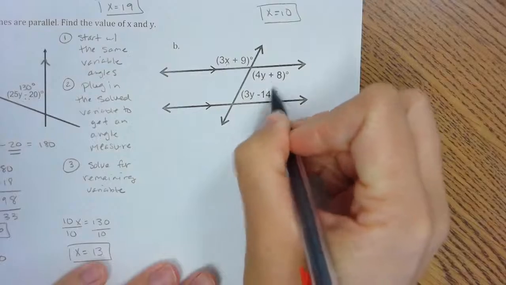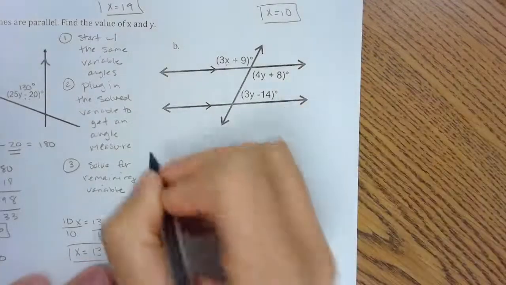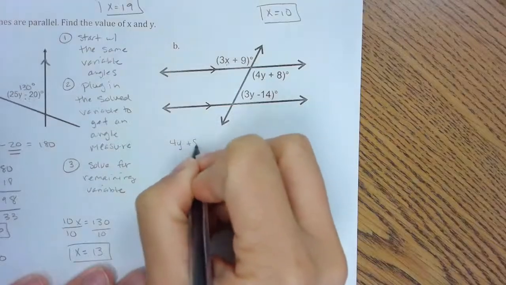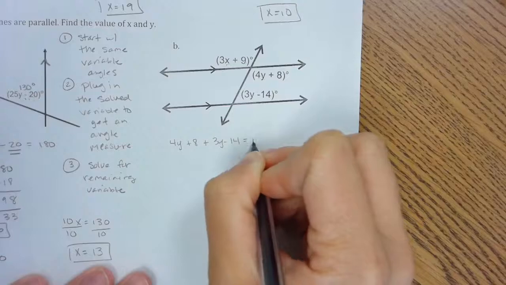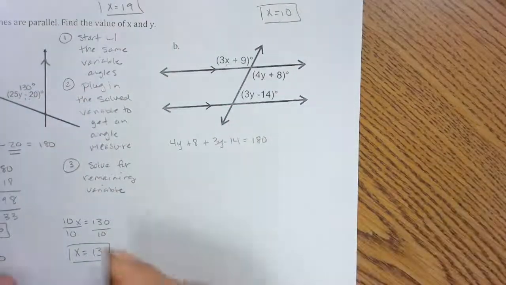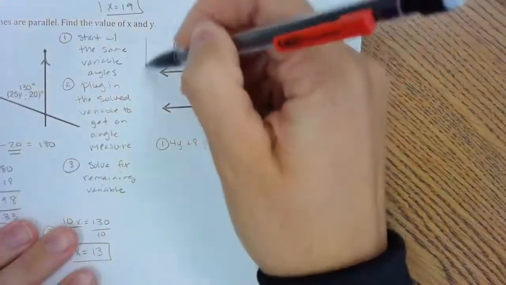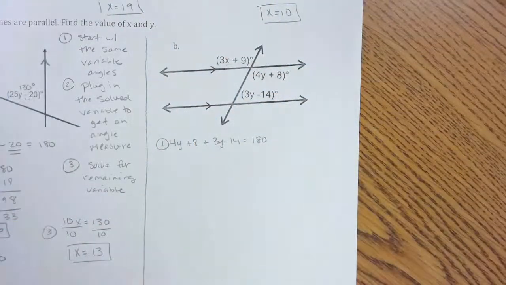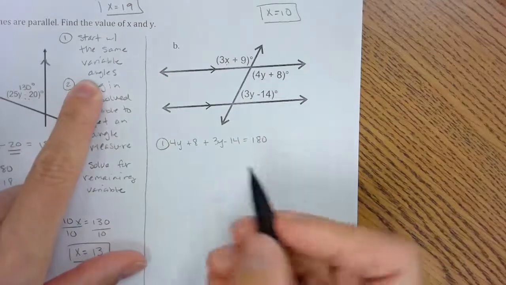Since these two here are same side interior angles, these are supplementary. So I'm going to take 4y plus 8 plus 3y minus 14, and I'm setting them equal to 180. Alright, so this is step 1. I'm going to draw a little line here to kind of divide those. Okay. So step 1, we're starting with the same variable angles, and we're going to solve for that.